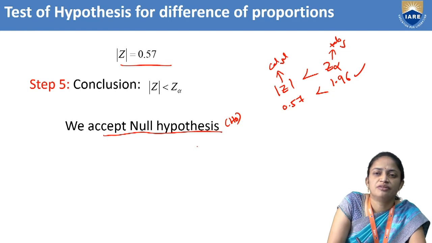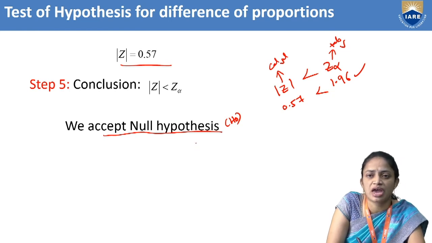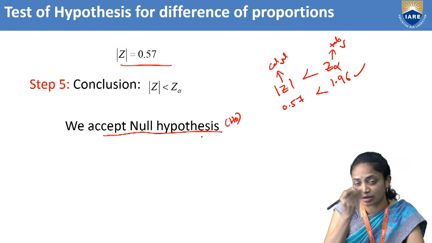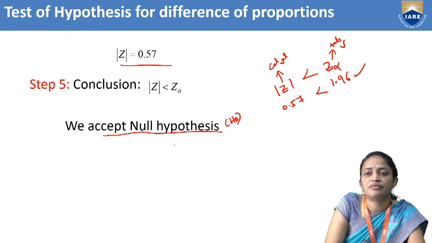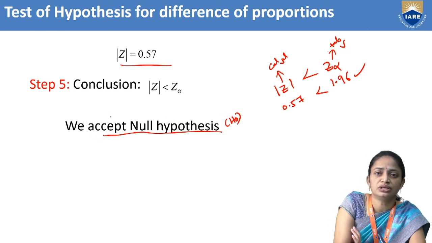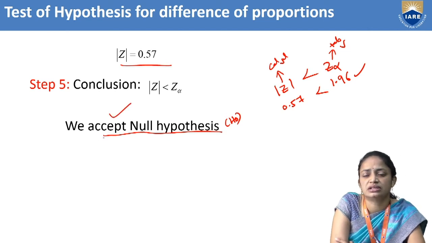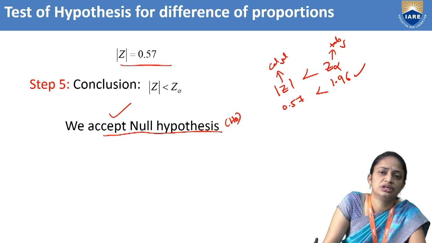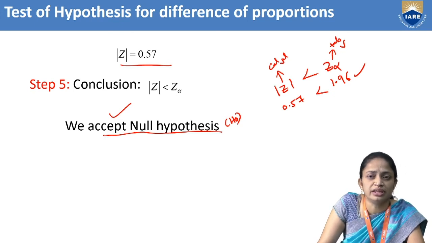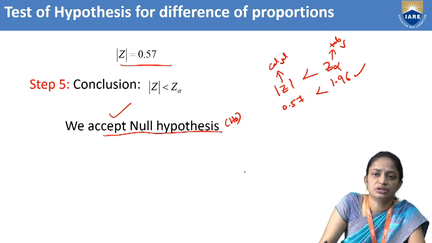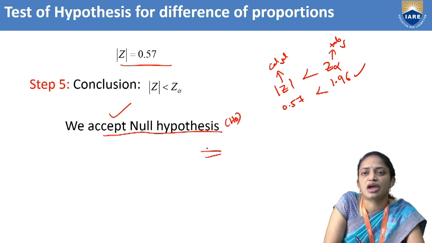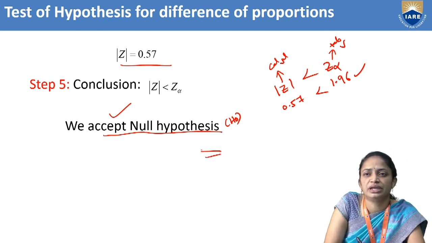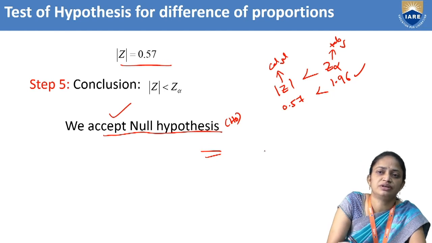So what we have taken in the null hypothesis, that means the given statement, is correct. So what is our given statement? There is no difference between the sample proportions. So here we conclude that there is no difference between the sample proportions. Okay, so that is the test of hypothesis for difference of means.